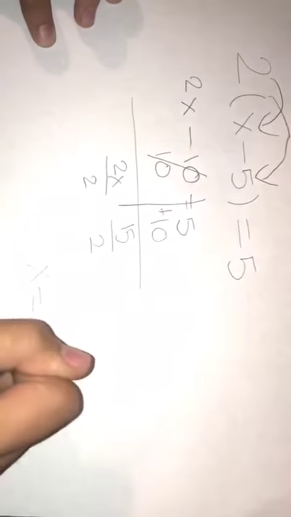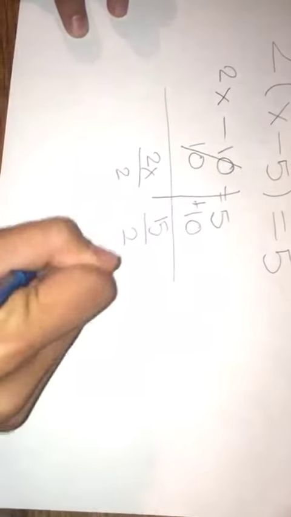And you would need to drop down the 2x and divide both sides by 2. So 15 divided by 2 is 7.5. So x equals 7.5.